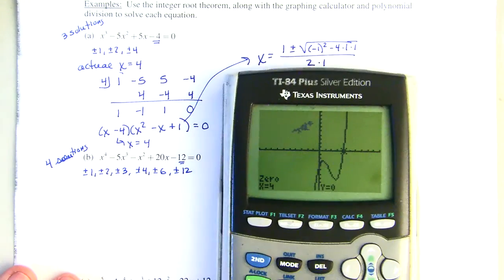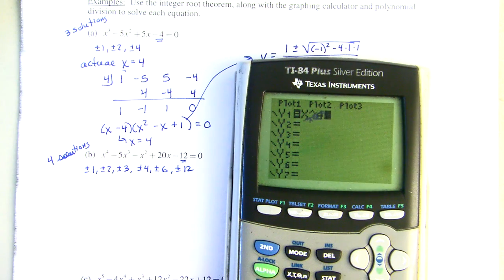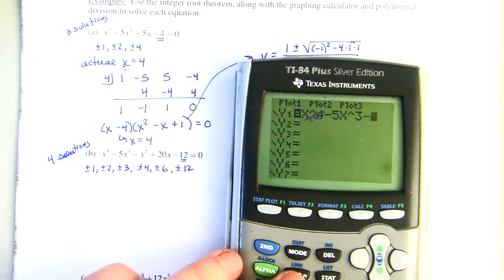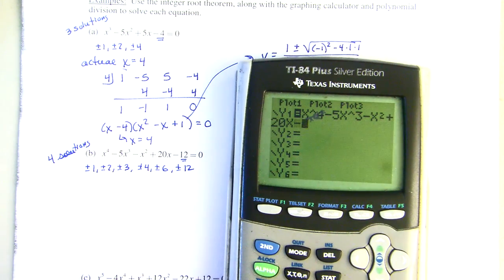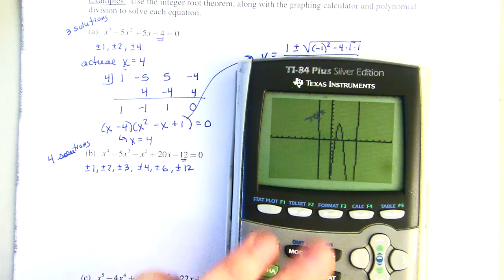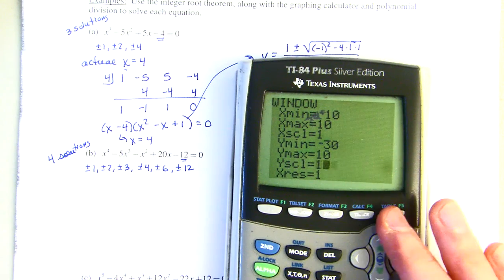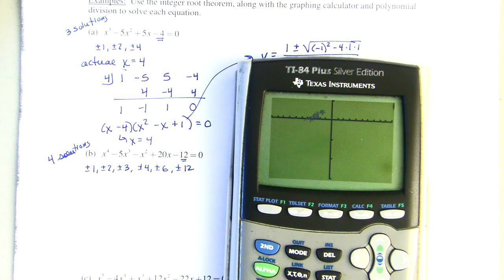I'm going to go and solve by graphing. You should be doing this along with me. X to the 4th, minus 5x to the 3rd, minus x squared plus 20x minus 12. Set my window. I think I should probably change the window so it goes a little bit lower so I can see the bottom, just to make this thing look nicer, I guess. I see 4 x-intercepts. Let me try to find them.